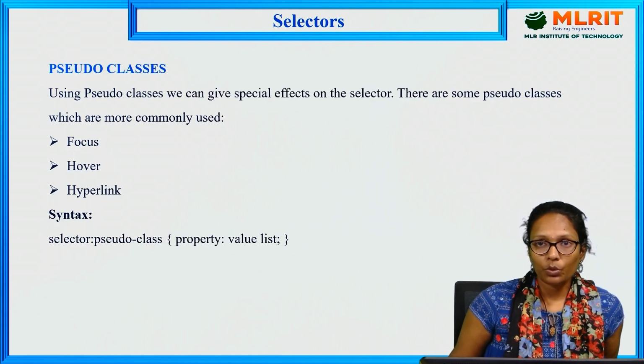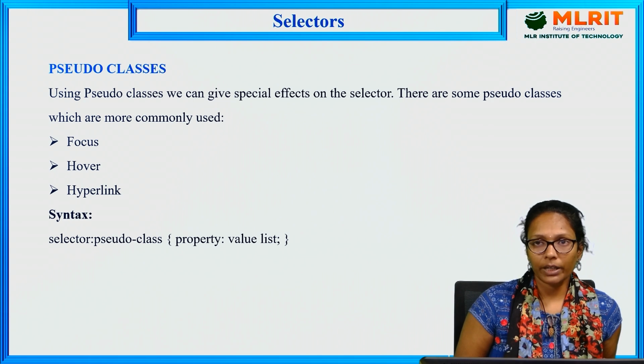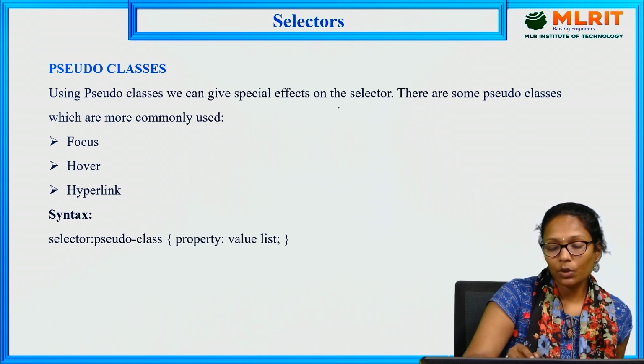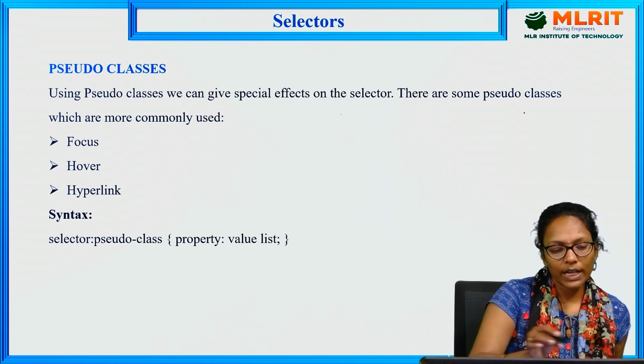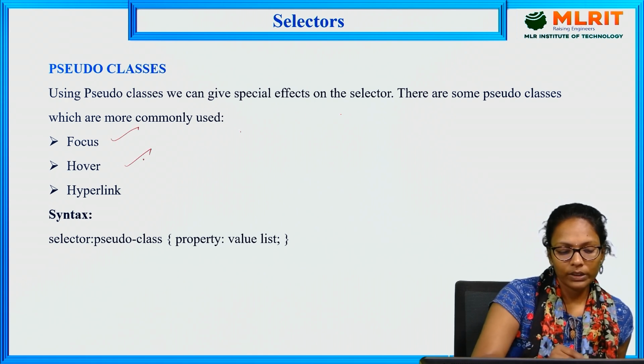Next is pseudo classes. Pseudo classes are a different one. It's not like predefined; based on the situation, based on the criteria, we can use this. Using pseudo classes, we can give special effects on the selector. There are some pseudo classes which are more commonly used. Of course, we have multiple, but we are listing only a few. One is focus, hover, hyperlink.